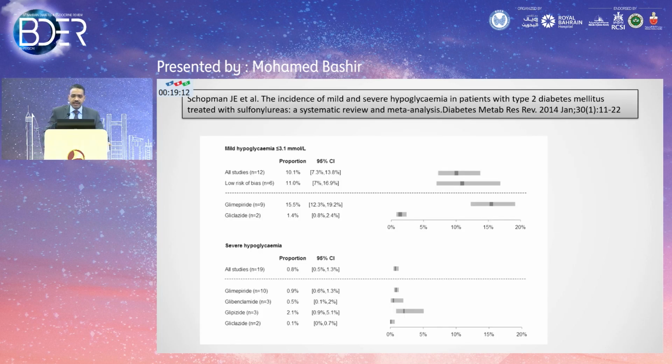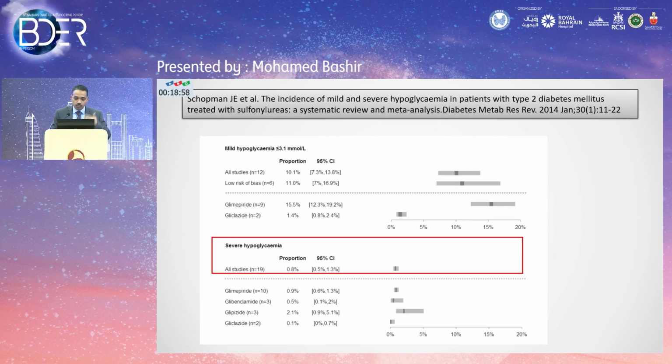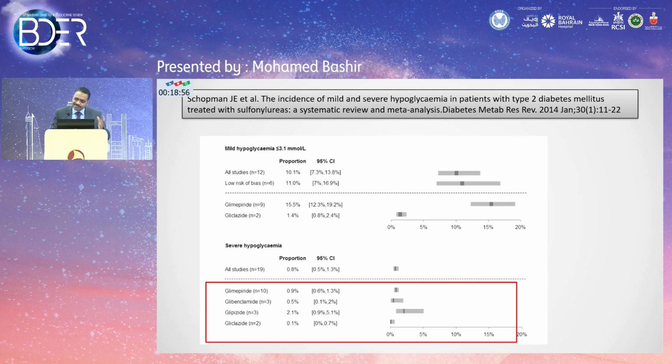And if you look at the evidence, when you look at patients who are treated with sulfonylureas, overall 10% of the patients will have hypoglycemia. Again, not all the same. Gliclazide has a lower risk of hypoglycemia compared to the rest, and even severe hypoglycemia. There's not a huge difference between the agents in terms of severe hypoglycemia, but the risk could be about 1% of those patients.